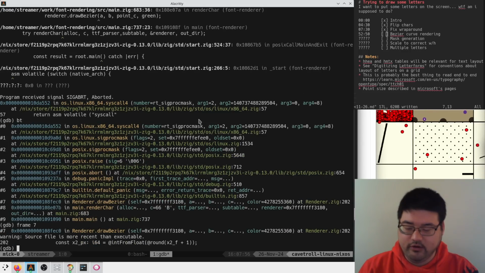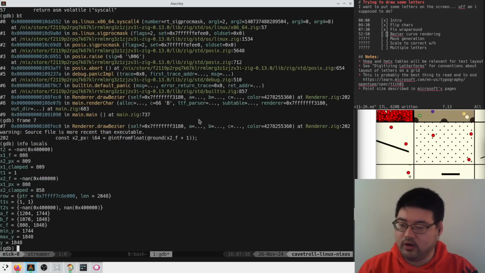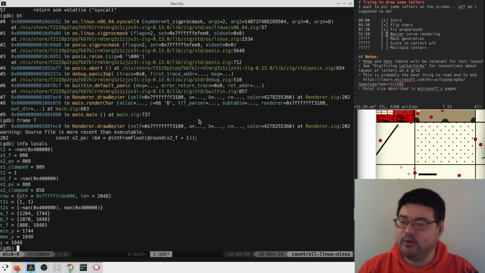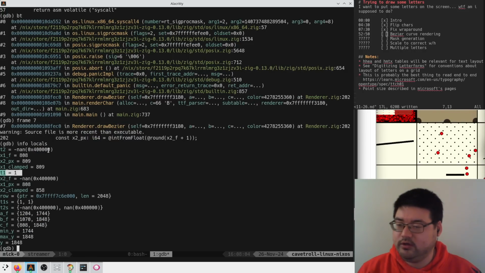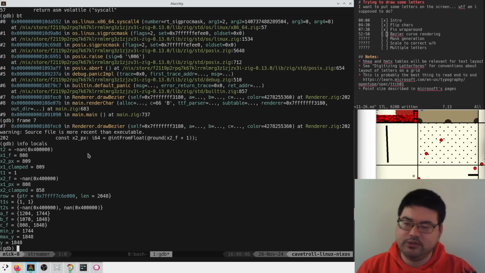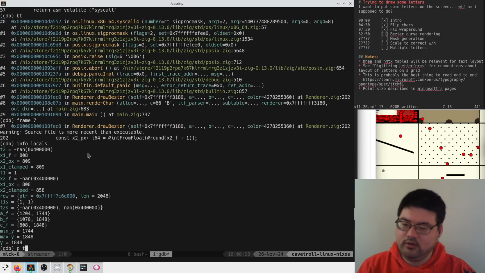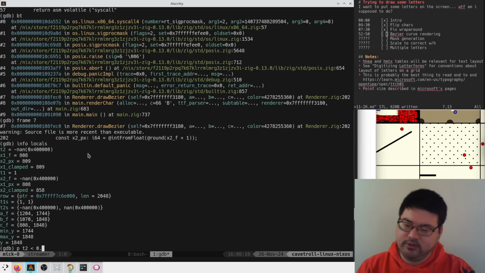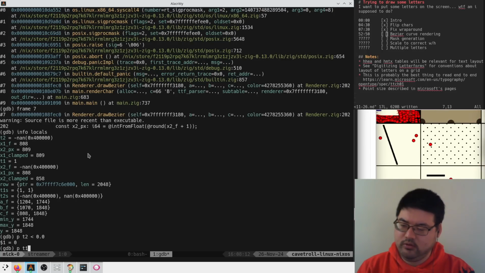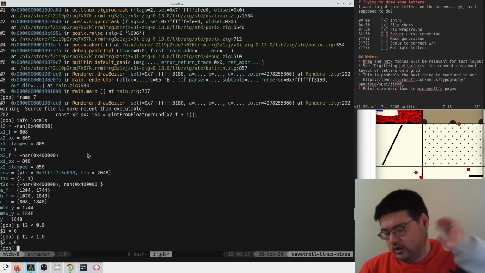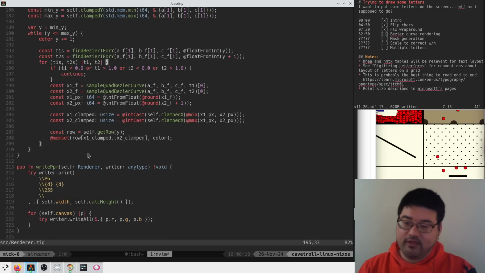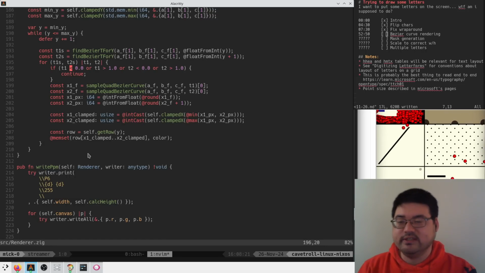So what's going on there now? I think we're just in the same case. We have x2f is not a number. So we have t1, t2 is not a number. So is it that, like, t2 is less than 0.0? Oh, NaN math. So we probably just have to invert these conditions.